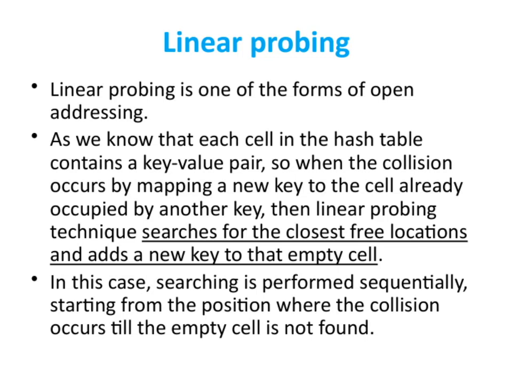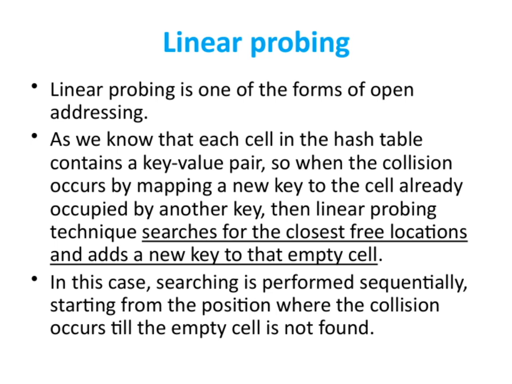Let's talk about linear probing, which is a specific approach within open addressing. As we're aware, each cell in the hash table holds a key-value pair. Now, when a collision occurs, meaning a new key maps to a cell already occupied, linear probing comes into play. It searches for the closest available spot by moving sequentially through the table. Essentially, starting from the position where the collision happened, it checks each subsequent cell one by one until it finds an empty cell to insert the new key.